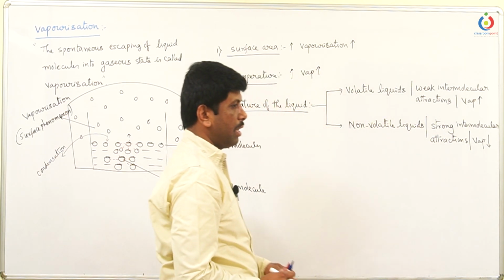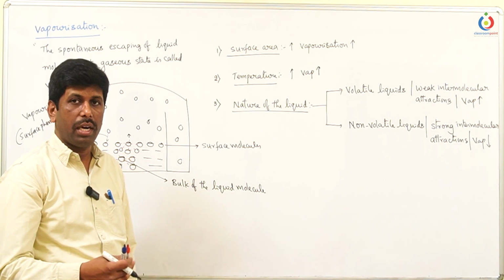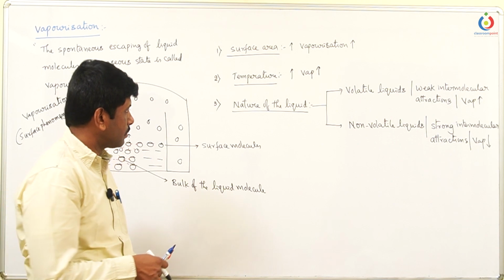For example, cooking oils. Those cooking oils cannot vaporize at normal room temperature. They need a higher temperature. That is the reason why we use oils for cooking purposes.